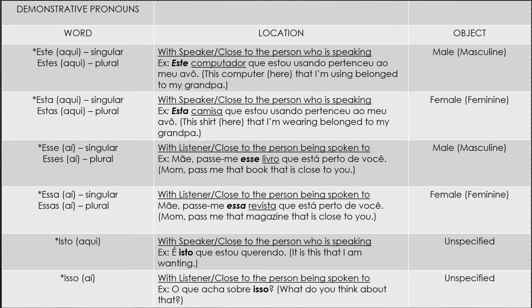Este, basically kind of meaning "this." Este aqui, I have in parentheses. Aqui means here. This here, este aqui, or estes aqui. This or these things here with me. If it's a masculine word and it's singular, then it's este. If it's plural, it's estes. Okay, but this indicates that the object that is being spoken about is close to or with the person who is speaking.